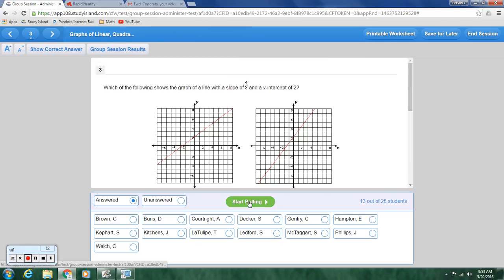Alright, here we go. This time it doesn't give you the equation, it just says you've got a slope of 4/3 and a y-intercept of 2. Come on guys, we can do this. Positive slope that has to go up and a y-intercept of 2, so I have to cross at 2. So find the one that has a positive slope, crosses at 2, and the slope is up 4 over 3, so up 4, right 3.